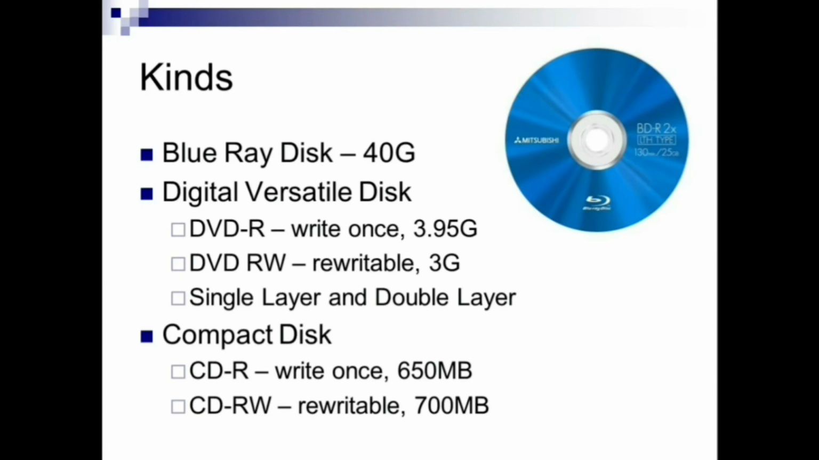And then are our CDs or compact discs. CD can be write once or can be rewritable. Write once CD has a capacity of 650 MB of storage, whereas rewritable CDs have the capacity of 700 MB of storage.